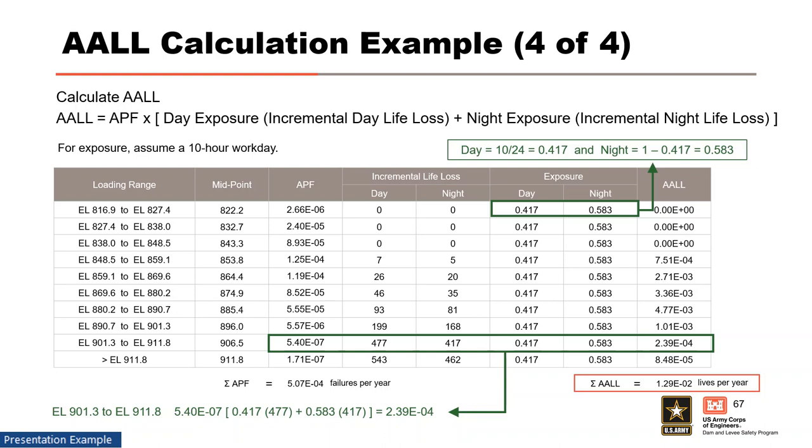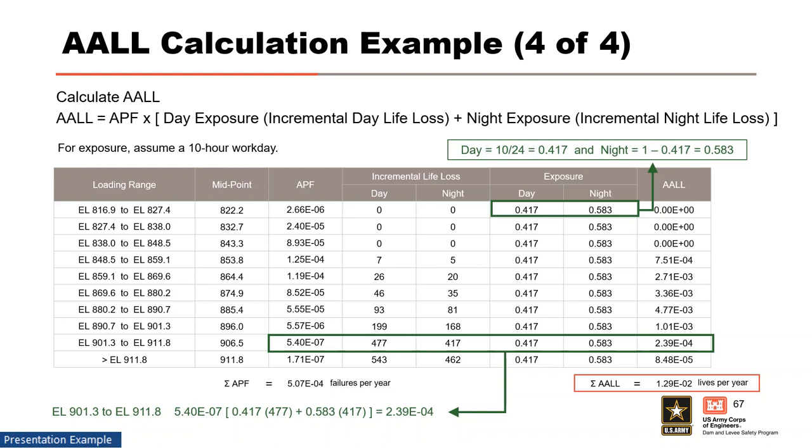Now that we have the incremental life loss, the last thing we need to calculate the average annual life loss, or AALL, is the exposure. We are told to assume a 10-hour workday, so we will simply divide those 10 hours by the number of hours in a day to get the day exposure. The night exposure will be the complement, 1 minus 0.417, which equals 0.583.